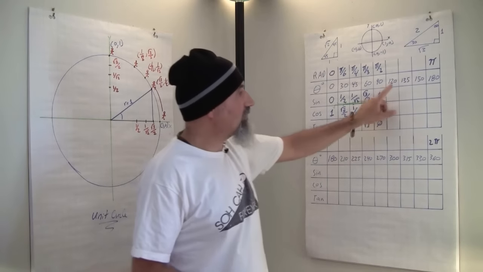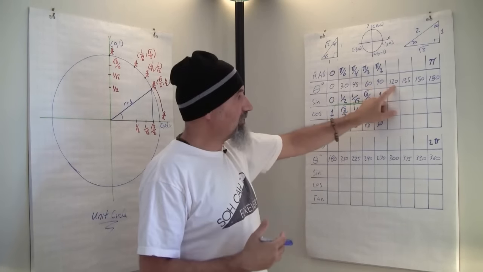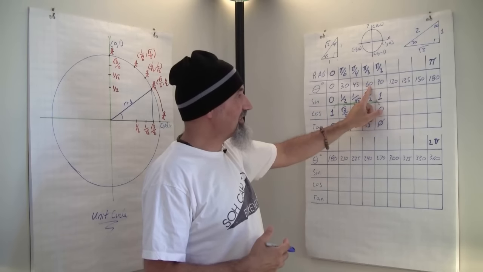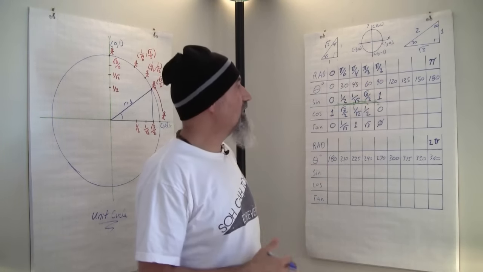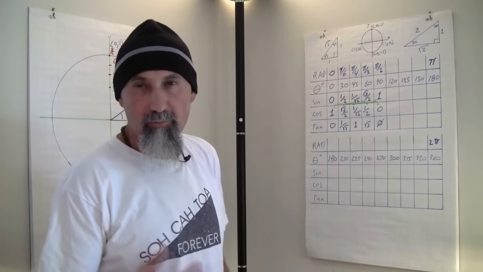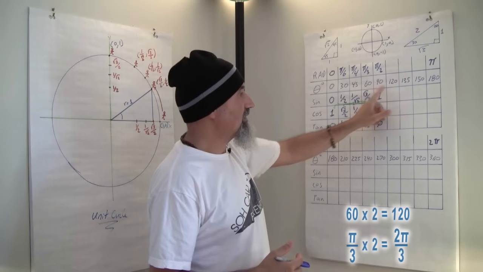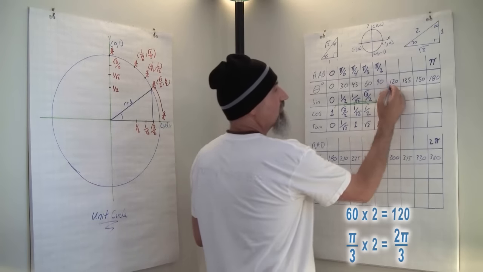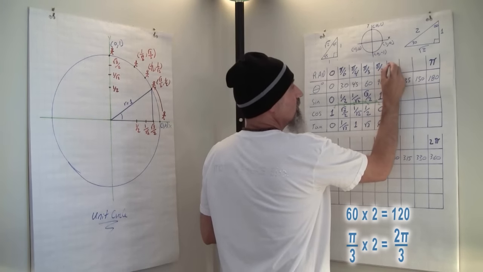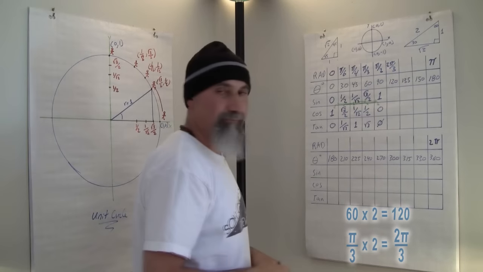So what we do, we go to the biggest number that we have to get to 120 degrees. So 60 times 2 gives you 120. So we're going to do the same thing to pi over 3. So pi over 3 times 2 is the same thing as 120 degrees, right? So 120 degrees in radians is going to be 2 pi over 3, right?